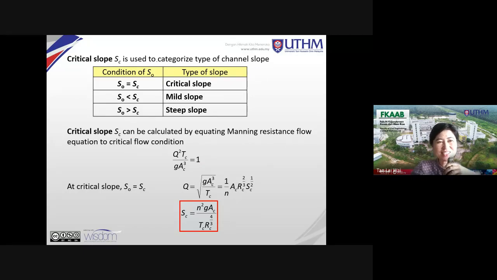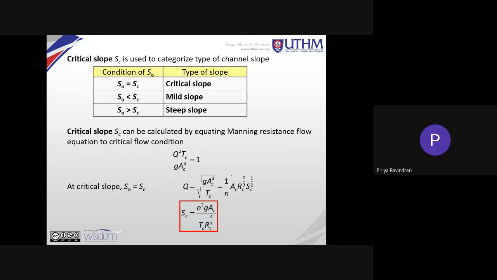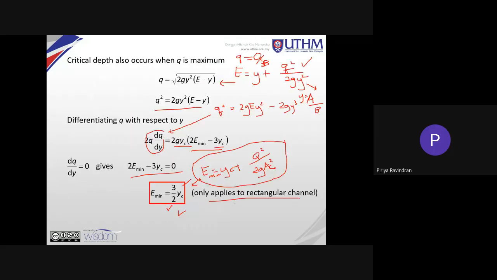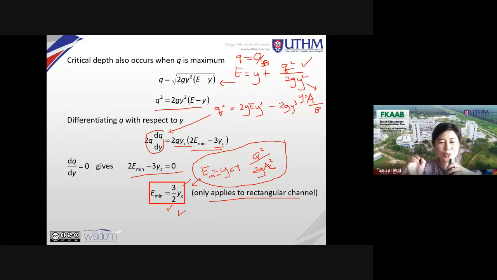If we want to use YC over 2, do we need to show how we get E min equals 3 over 2? No, you don't have to, unless the question asks you to prove it.